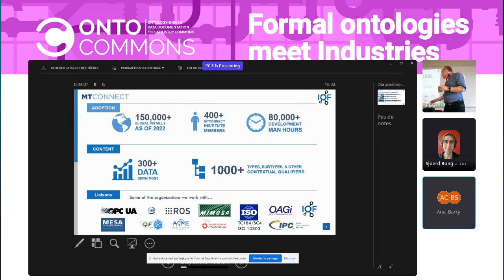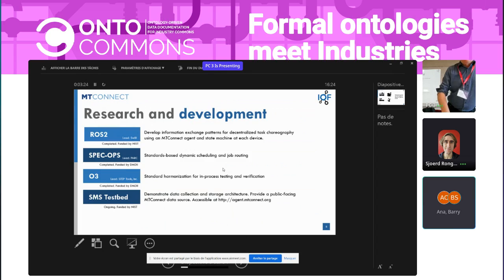These are all the other groups that we work with: IOF, OAG, of course IPC, Mimosa, ROS, ASME, QIF, and so on. So we've looked at IOF as one way to maybe bridge some of these discontinuities as well. Done a lot of research.